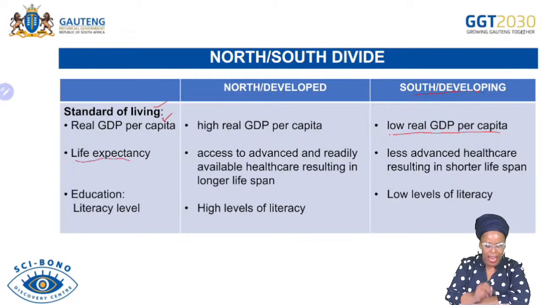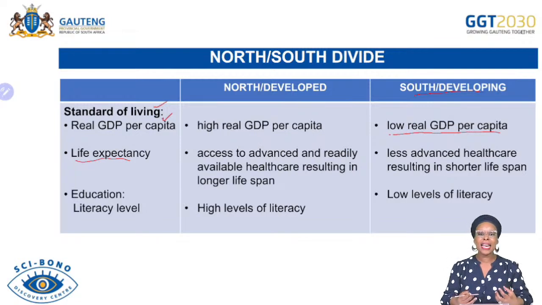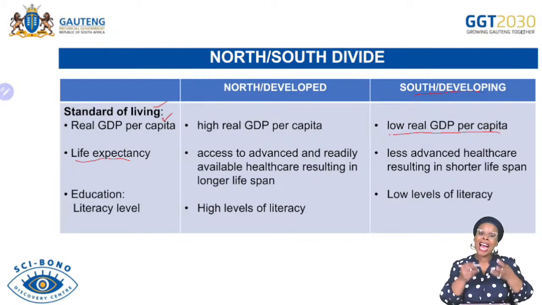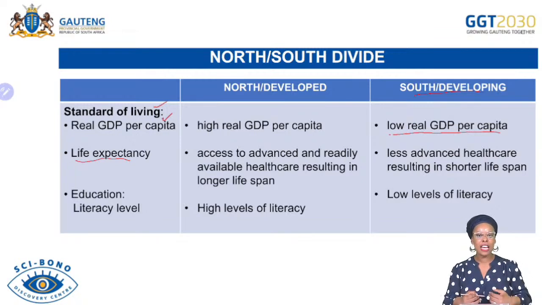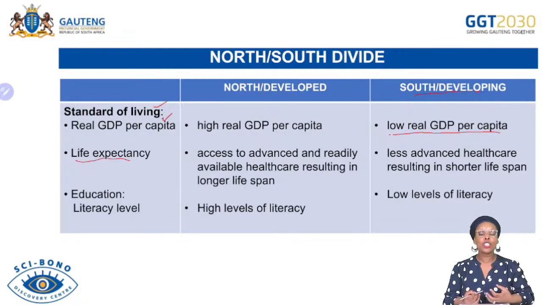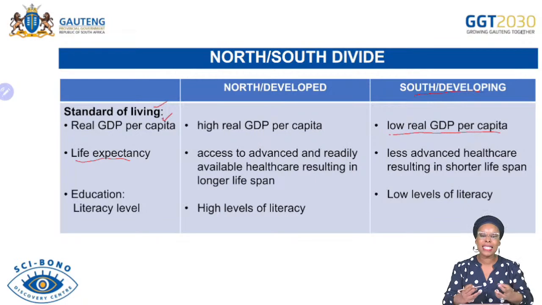So we look at life expectancy. Life expectancy refers to the number of years that a person is expected to live. So because people in the north have more income, they can access better health facilities. For example, if one is having a heart problem, one can afford to go for a heart transplant because the person has money. So they are exposed to better health services. That is why they are not vulnerable to illnesses and diseases. So they don't die early. They have a longer lifespan. So their life expectancy is longer.